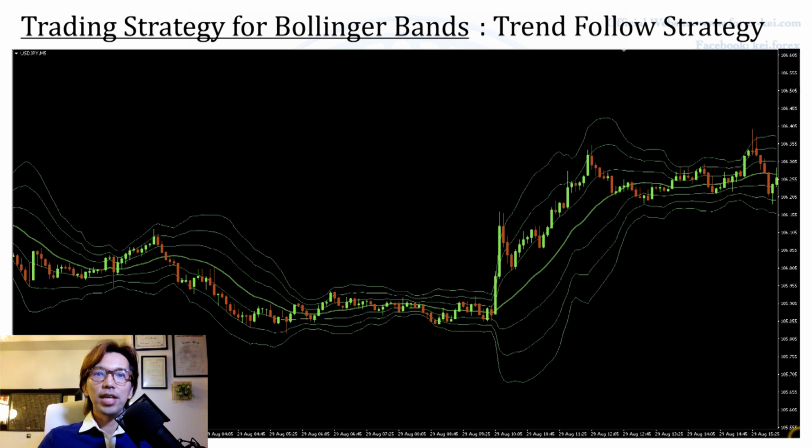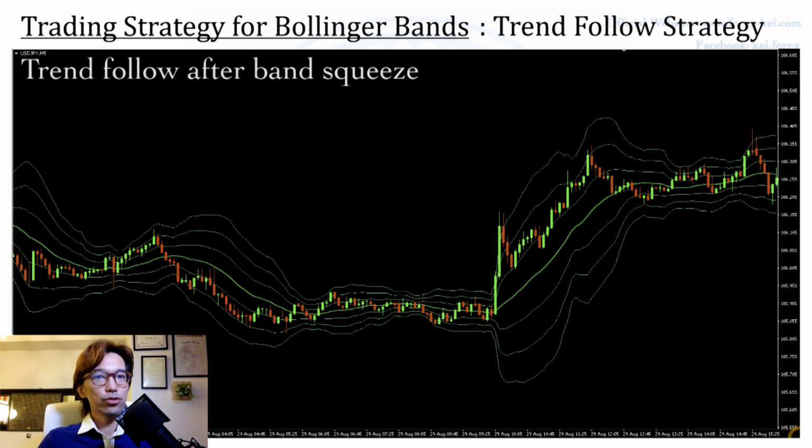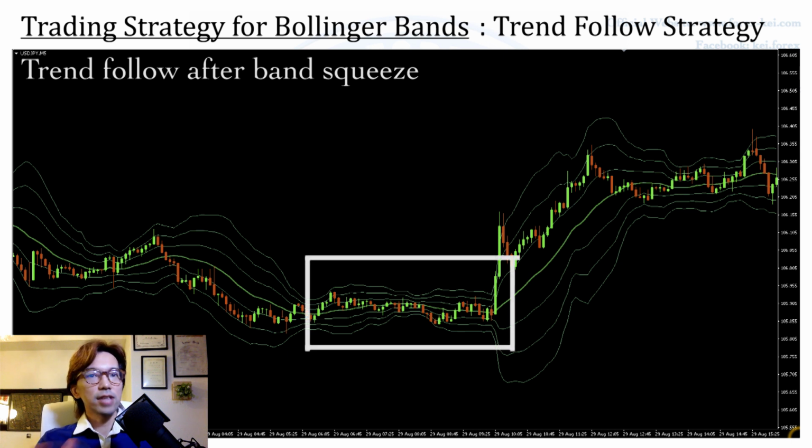What I do is trade by following the trend towards the band expansion after confirming the band squeeze. So let me explain this step by step from a chart. When the band is squeezing, like here, the bands are narrow and getting close to the candles. You can visually see it here, right?